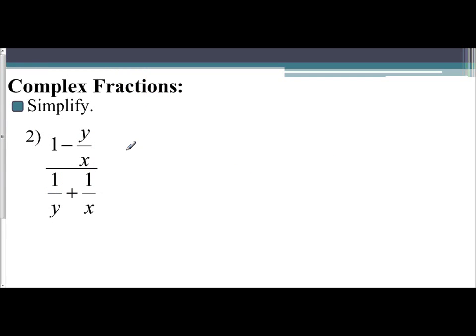It's the same idea for this one. I am going to focus on just simplifying 1 minus y over x. I'm going to focus on identifying my common denominator here and getting just this top numerator to look nice. So my common denominator is x. I have x over x minus y over x, which can be combined to give me x minus y over x. This looks a lot nicer than that.